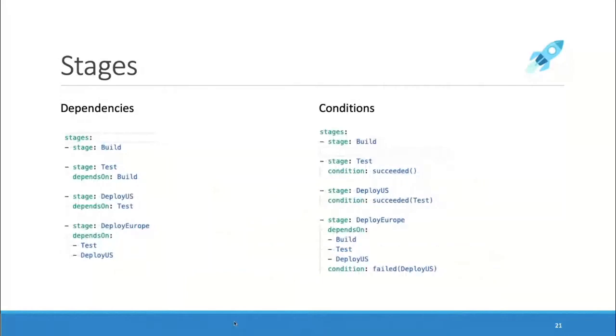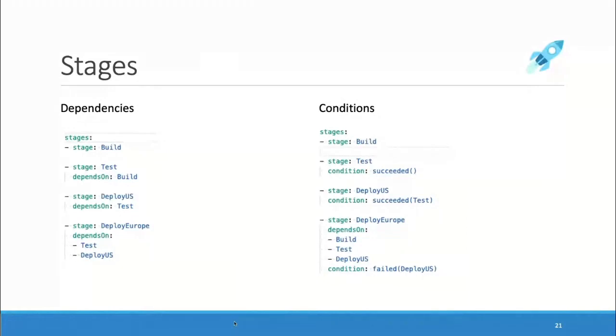As I mentioned in the last slide, you can create dependencies between your stages using the depends on section. In the example, there is a stage called build, which is not dependent on any other stages. Then we have the stage called test, which is dependent on the build stage to complete its run. And then once the test stage completes, we have another stage called deploy US, which is dependent on test. Lastly, the stage deploy Europe is dependent on both test stage and deploy US stage and is only run when test and deploy US stages complete their runs.